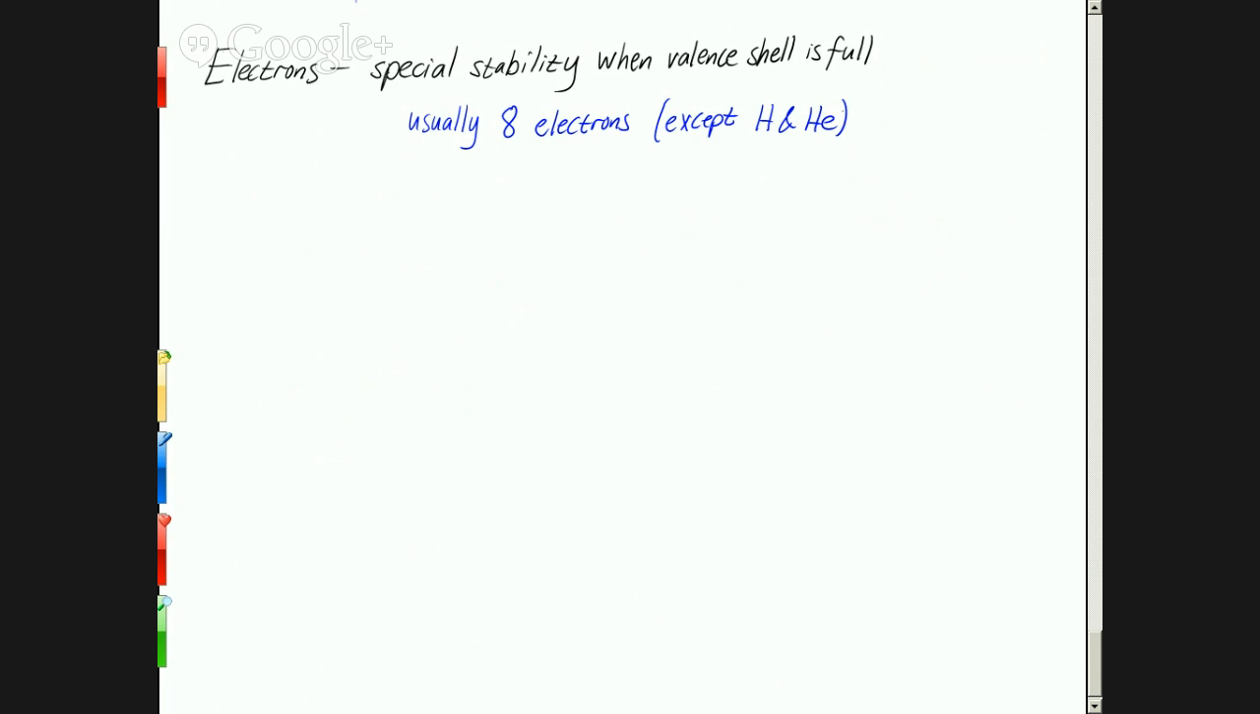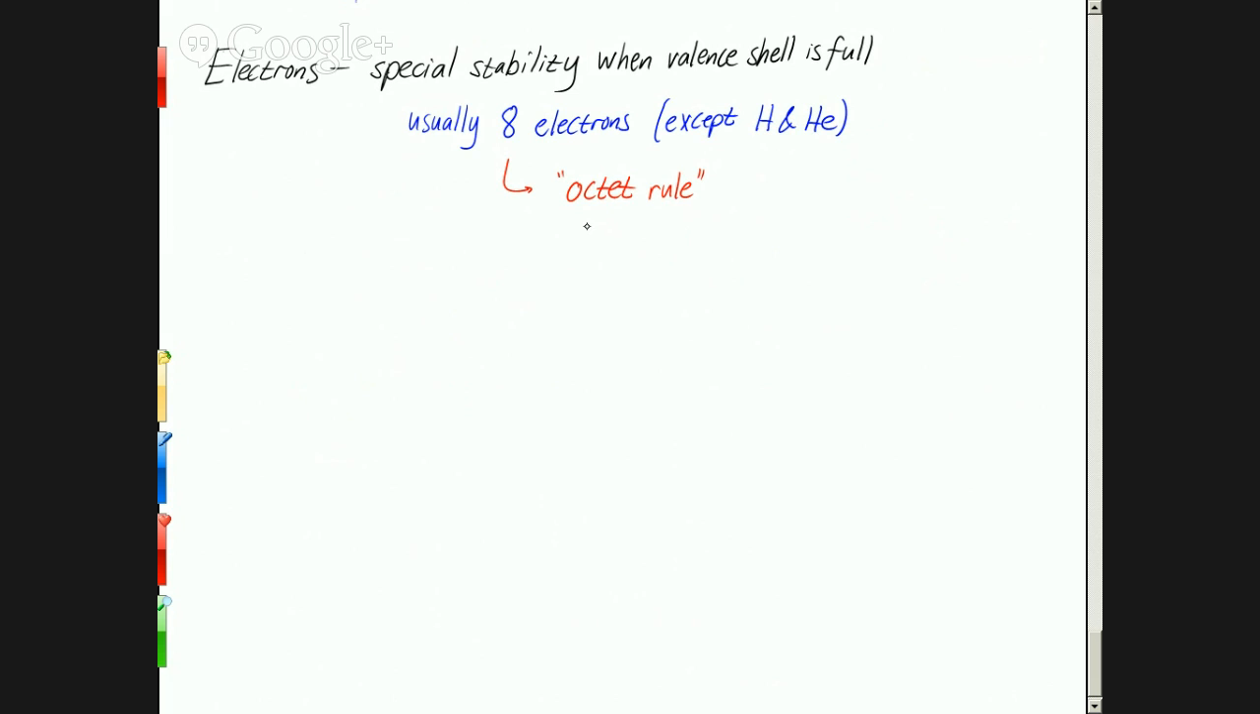And actually, that gets a little bit tricky when we talk about the transition metals, the metals in the middle. So this is really just for the first 2 columns, and the non-metals. The transition metals kind of work like this too, but it gets a little bit trickier. So we're not really going to get into that. But we have the special stability when the valence shell is full. It's usually 8 electrons. Anybody know what that's called? This rule that valence shells want to be full of 8 electrons. There's a name for it. I don't know if you've heard it before. It's called the octet rule.